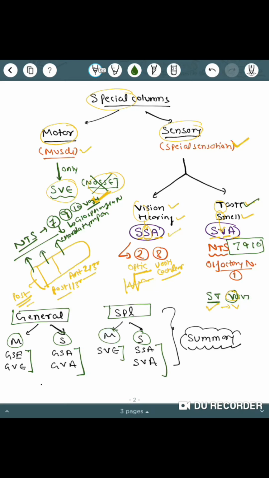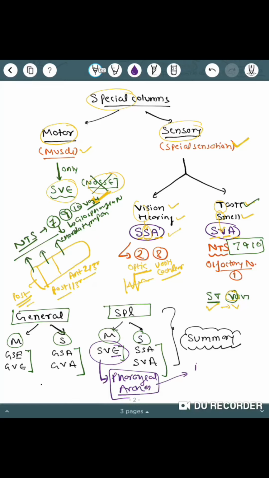Here I forgot to tell you about one thing, what is SVE. SVE is very simple to learn. SVE is nothing but it goes to the muscle, as we know, the pharyngeal arches muscle. You will study, or you have studied, all the pharyngeal arches. So we have 6 pharyngeal arches.